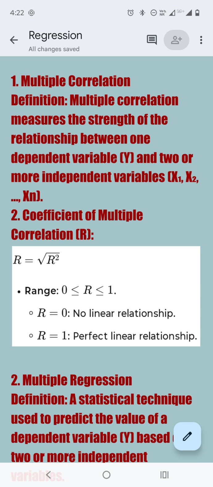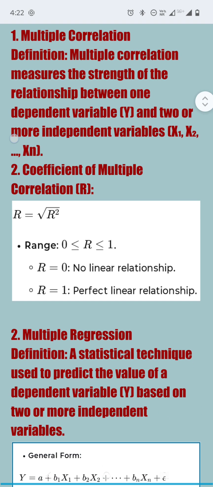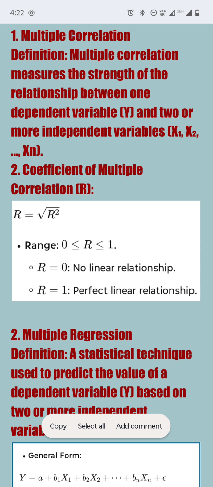Multiple correlation measures the strength of the relationship between one dependent variable y and two or more independent variables. Suppose the independent variables are x1, x2 up to xn. The coefficient of multiple correlation is R equal to the square root of R square. The square root and square get cancelled, so you get the original R.